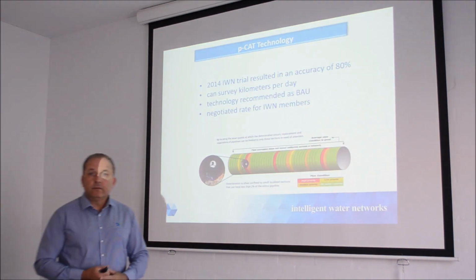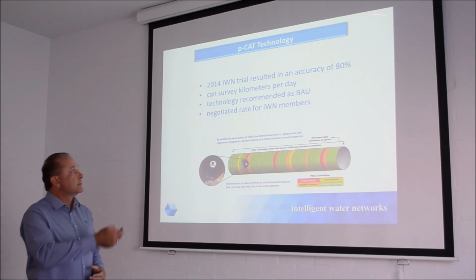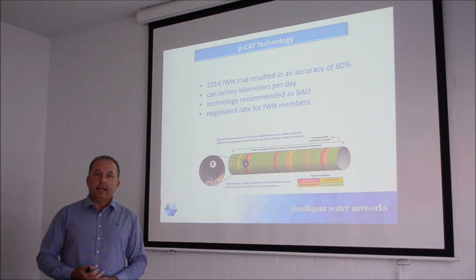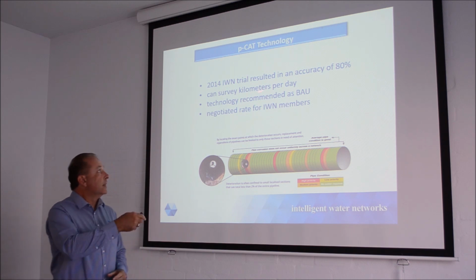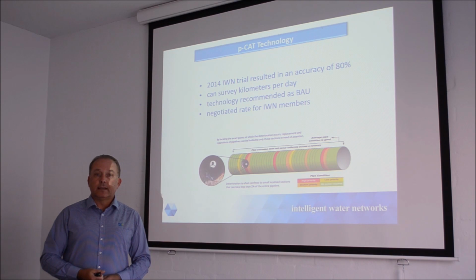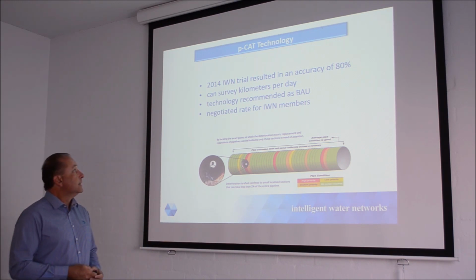So back in 2014, the IWN conducted a trial with the Pcap technology, and you can see the result there. It came back with that 80% accuracy. If you're wondering how that was determined, we had known issues, so previous breaks, things like that within the network, and we didn't share that information with the contractor. So as they ran the Pcap technology through the pipelines, we validated it via known issues, and that's where they roughly got to the 80%.